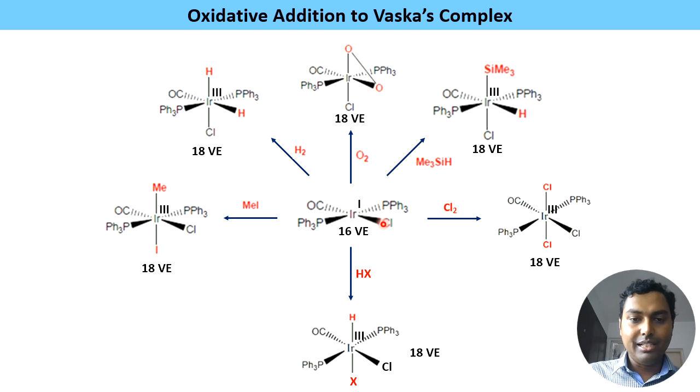Now, if we react Vaska's complex with chlorine, we will get a dichloride complex. This is a trans complex, and this is also an 18 valence electron complex. Accordingly, we can also react it with HX, that is a hydrogen halide like HCl, HI, or HBr, and synthesize this 18 valence electron iridium(III) complex. Similarly, iodomethane can react with Vaska's complex to give the methyl and iodide iridium(III) complex.